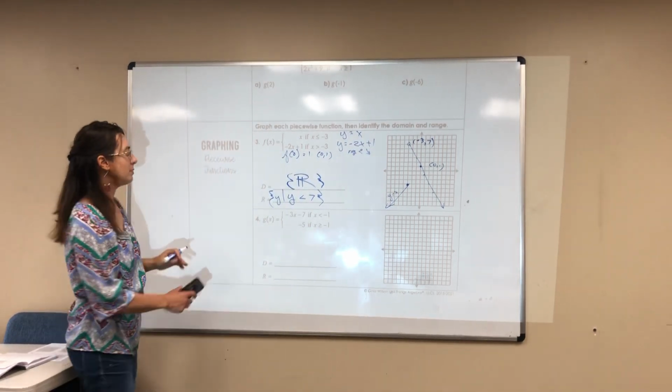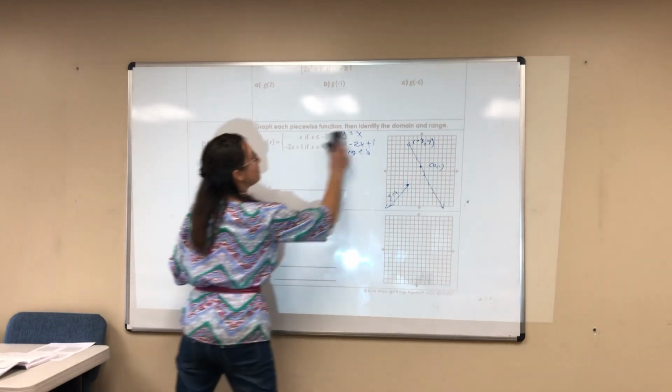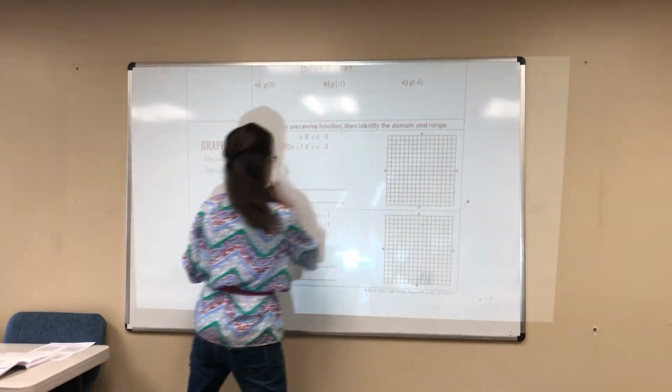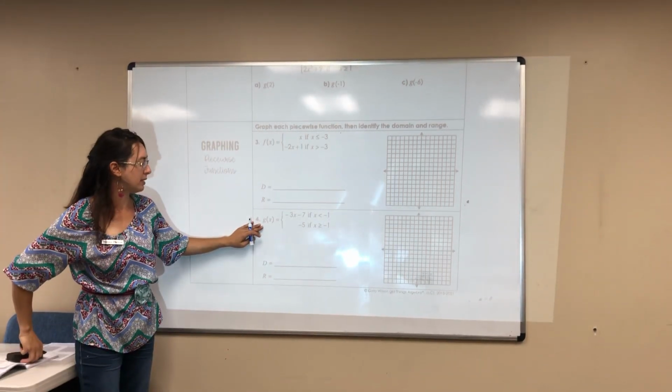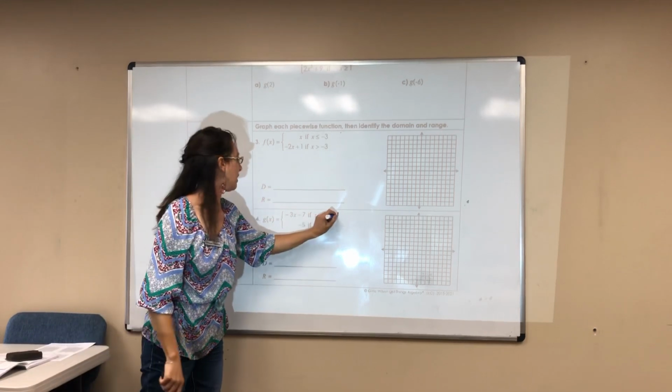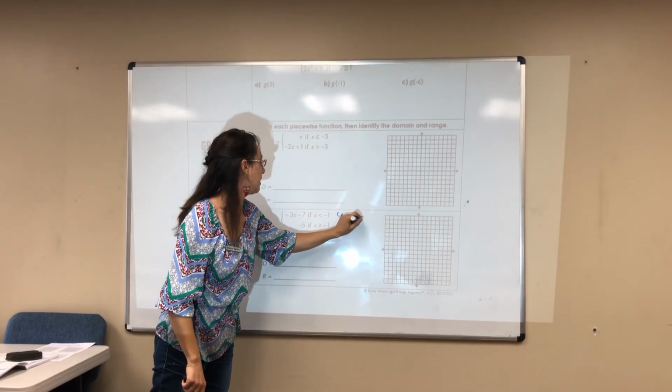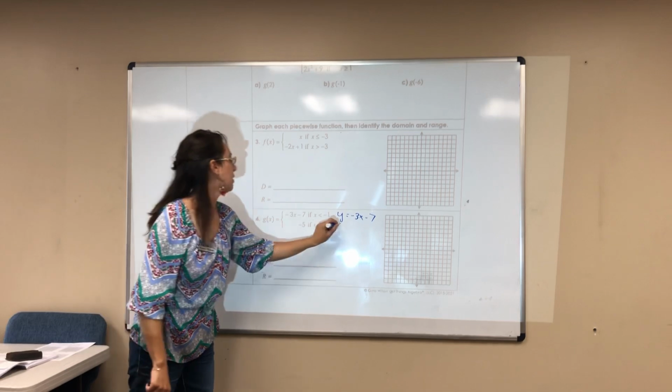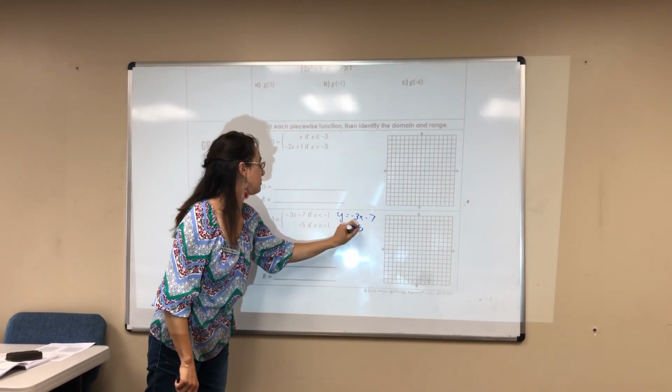Okay? So let's do this other one underneath. We have two different ones. So we've got y is equal to negative 3x minus 7, and y is equal to negative 5.